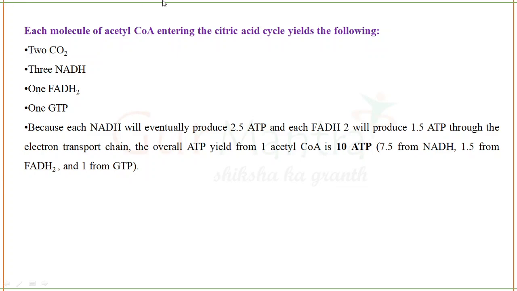Also you have to remember that 1 NADH will eventually give 2.5 ATP, 1 FADH2 will give 1.5 ATP and 1 GTP is anyway converted to ATP only. So for one molecule of acetyl-CoA you are getting 10 ATP: 7.5 from NADH, 1.5 from FADH2 and 1 from GTP. This is a simple math calculation I think you will be able to do. For now you remember this. We will discuss in detail in the electron transport chain how one NADH is producing 2.5 ATP and one FADH2 is producing 1.5 ATP.